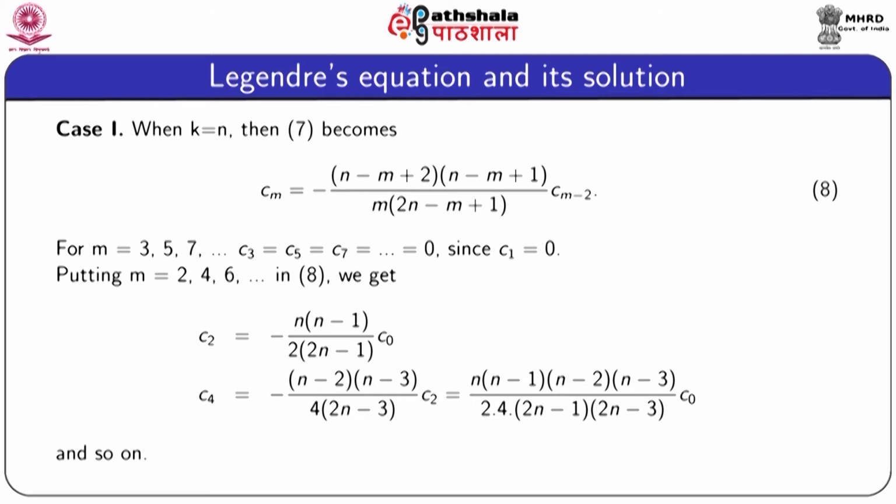Next, you put m equal to 4 in this particular expression, and when you do that, you get c 4 equal to minus (n minus 2)(n minus 3) divided by 4 times (2n minus 3) into c 2. You have already calculated c 2 here. So, substitute this value of c 2 from here in here, and you will get an expression for c 4, which is equal to n into (n minus 1) into (n minus 2) into (n minus 3) divided by 2 into 4 into (2n minus 1) into (2n minus 3) times c 0. Like that, you can calculate c 6, c 8 and so on.